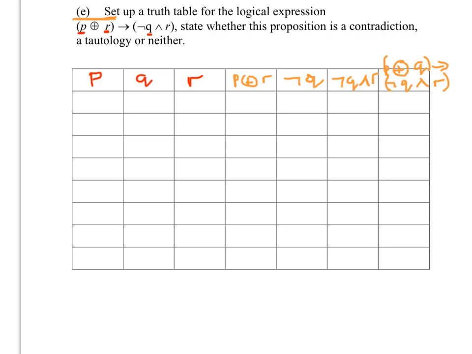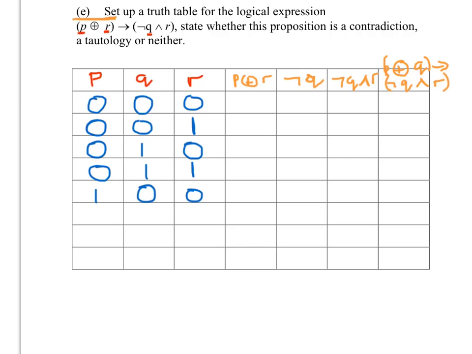Now I fill out the table. P, Q and R form the input to the table. So I write out all the combinations of zeros and ones or false and trues that I can possibly have for P, Q and R. So I'll begin with the first one as being 0, 0, 0. The next one 0, 0, 1. The next one 0, 1, 0. The next one 0, 1, 1. 1, 0, 0. 1, 0, 1. 1, 1, 0. And 1, 1, 1. That's the same thing as counting between 0 and 7 in binary.